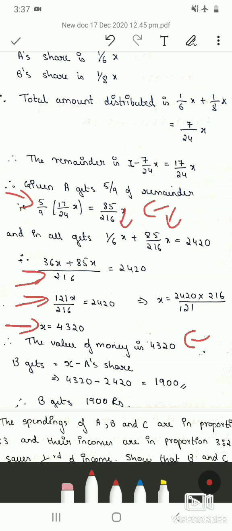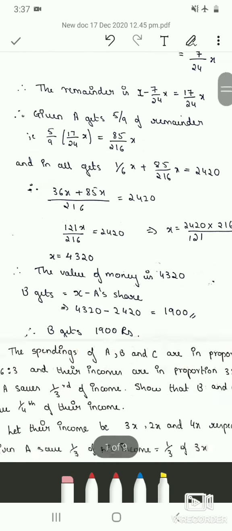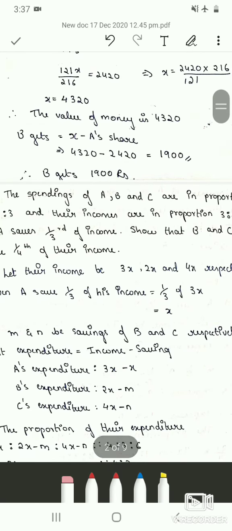So now they have asked us to find how much amount B gets. To find that, we can subtract A's share from the value of money. So therefore 4320 minus A's share, which is 2420, is nothing but 1900. Therefore B gets 1900 rupees. So just solve it step by step and it will be easy.